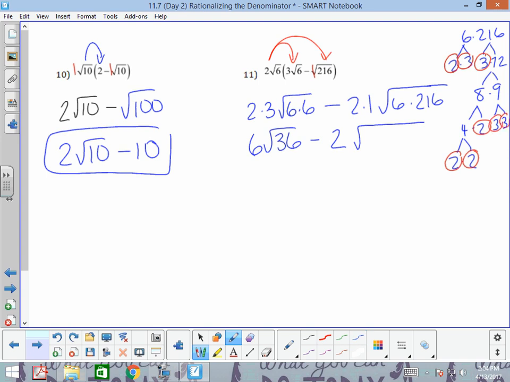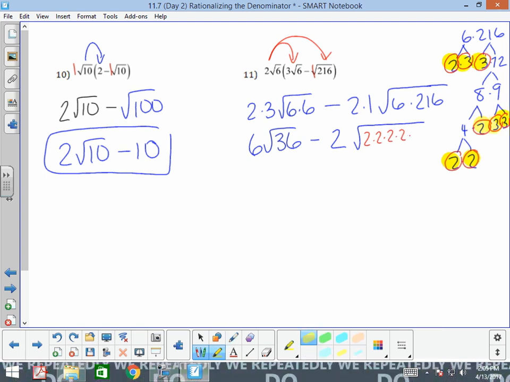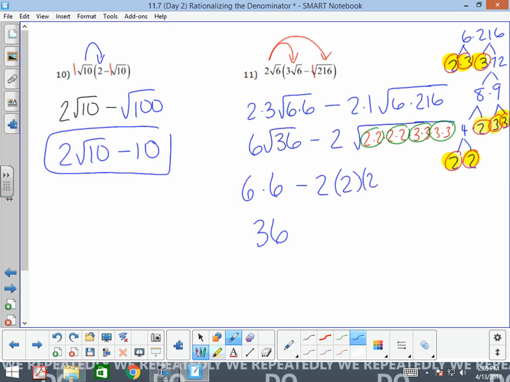Alright, so what do we now have inside? We have 1, 2, 3, 4 2's. And we have 1, 2, 3, 4 3's. Alright, so we have several twins here. We have this 2 has a twin, this 2 has a twin, this 3 has a twin, this 3 has a twin. So we have 6 times the square root of 36 is 6, which is 36, minus 2, whoops, times, alright, so we have a 2 that comes out, another 2 comes out, a 3 comes out, and another 3 comes out.